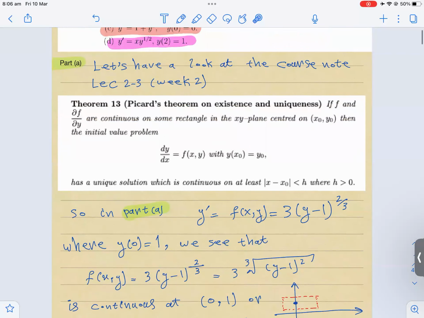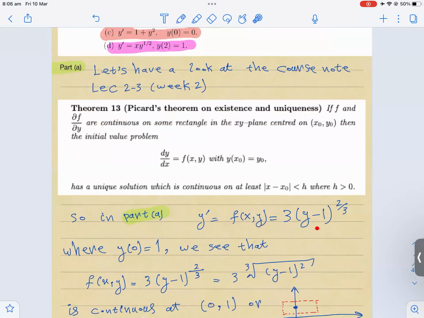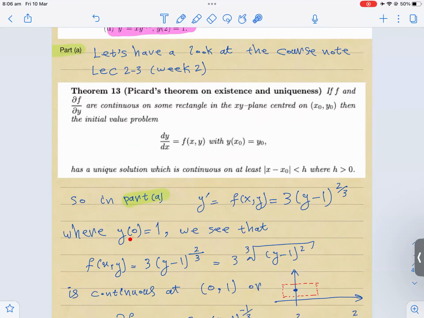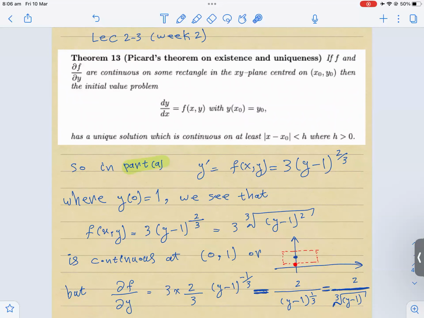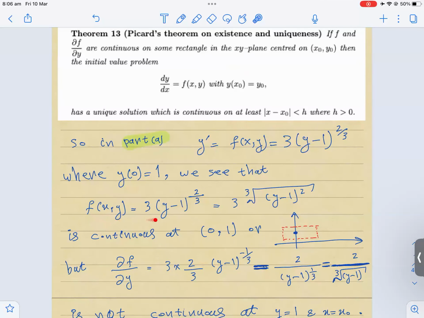Now, part A, y prime equals f, equal to 3 times (y minus 1) to the power 2/3. The initial condition is the point 0 and 1. It's been written like a rectangle, and also written as centered on x0, y0. For me, it's ambiguous, whether it's a disk or a rectangle. So that's why I prefer to use the word neighborhood around that. Now, f of x, y is 3 times (y minus 1) to the power 2/3.